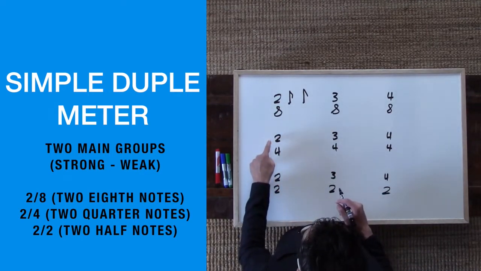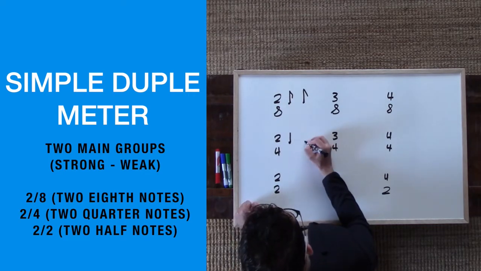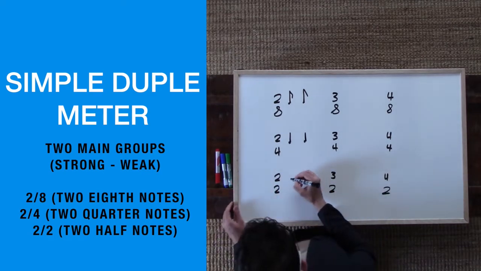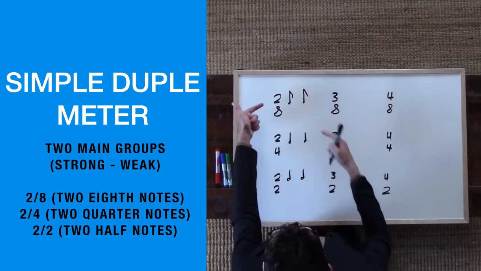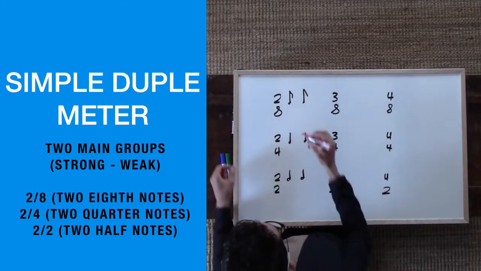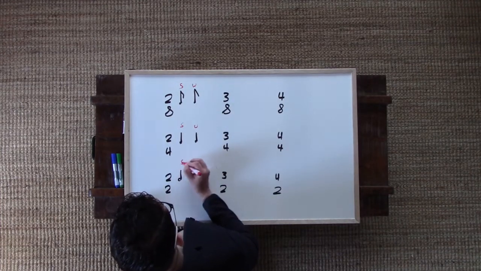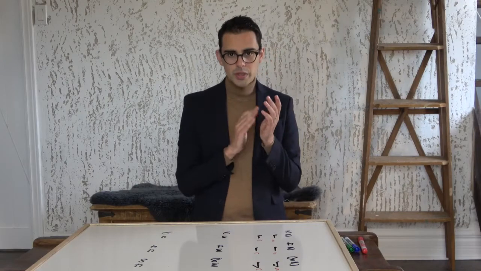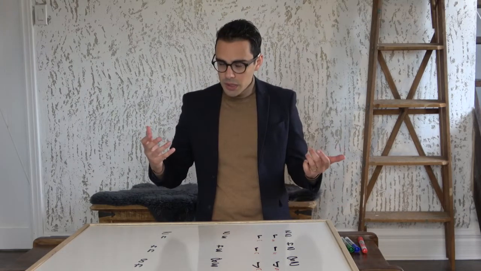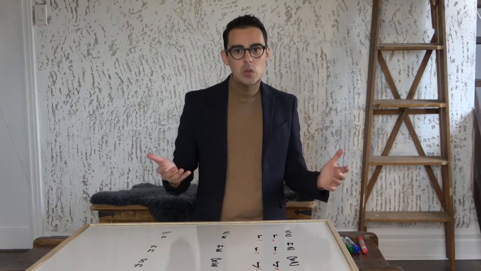2/4 means that there are two quarter notes in each bar. A 4 represents a quarter note. So two quarter notes. 2/2 means that there are two half notes in each bar. So each one of these time signatures has two pulses in it. Strong, weak. Strong, weak, strong, weak. Strong, weak, strong, weak, strong, weak. Okay, so from the audience's perspective, these meters might all sound the same because essentially they're in two, but for the musician reading them, the note value is different.